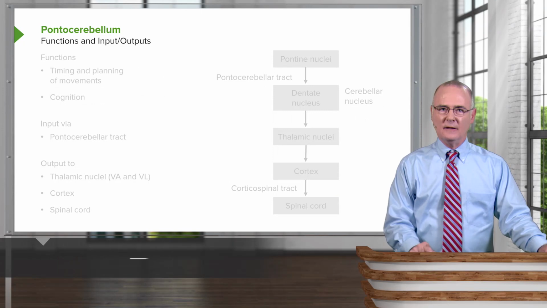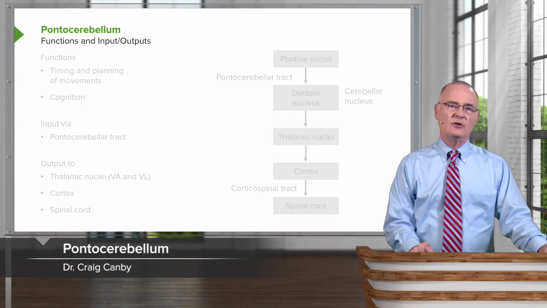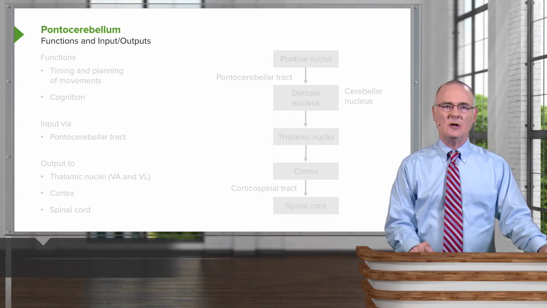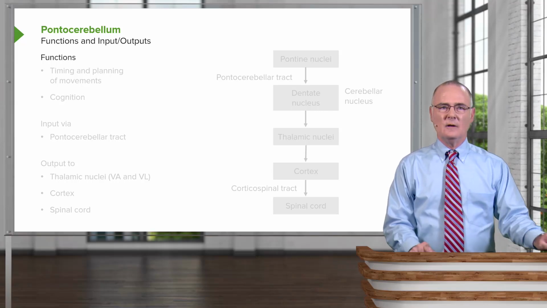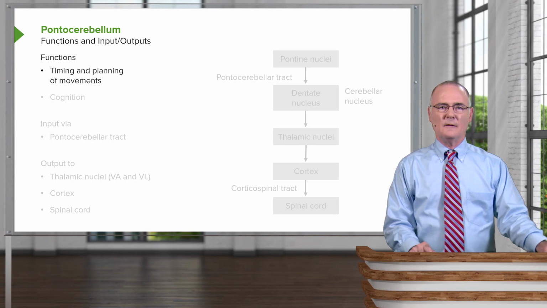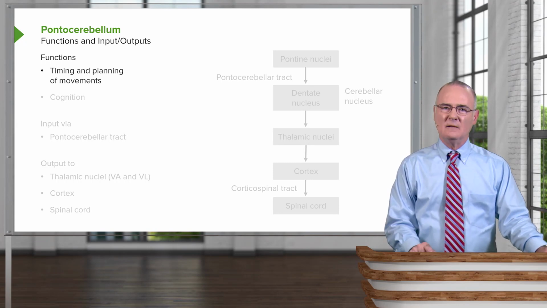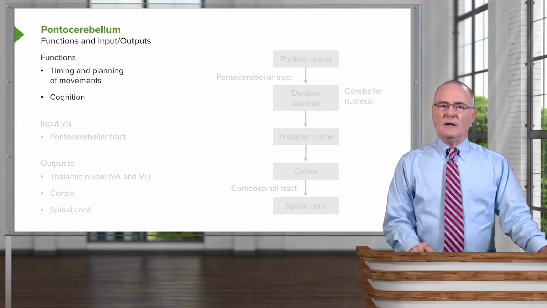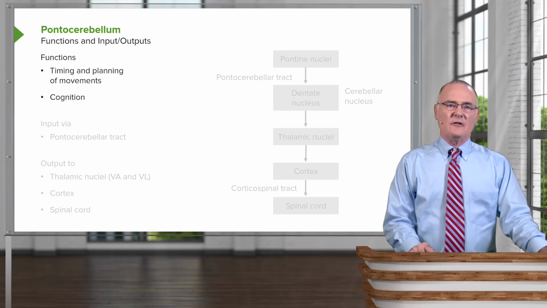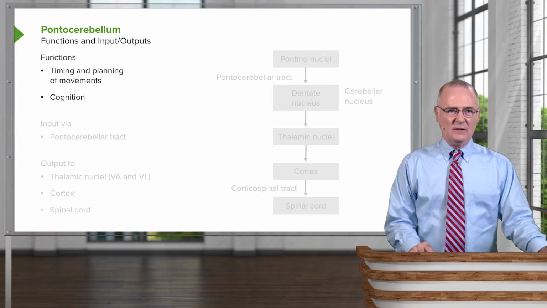The third and final functional division is the pontocerebellum. Its functions as well as input-outputs. For functions, we have timing and planning of movements. This is the area of the cerebellum that's involved in cognition.